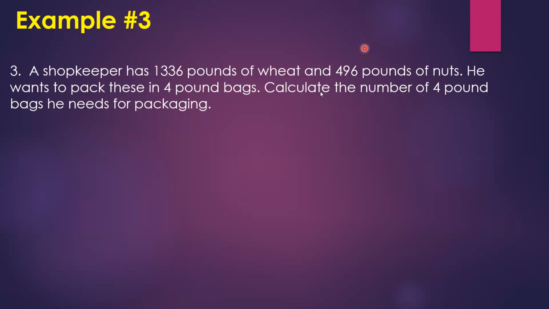A shopkeeper has 1,336 pounds of wheat and 496 pounds of nuts. He wants to pack these in 4-pound bags. Calculate the number of 4-pound bags he needs for packaging. Very good. Okay. Very good. Brian, explain how we're going to get our answer.